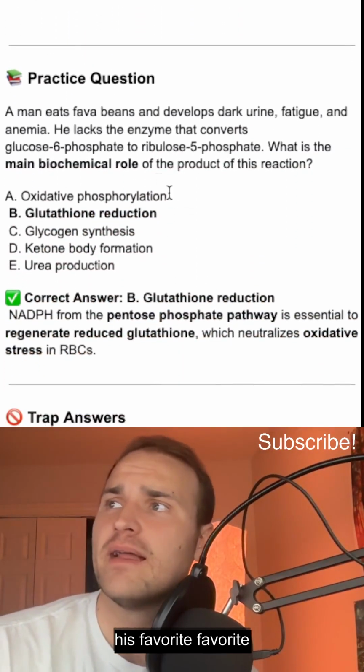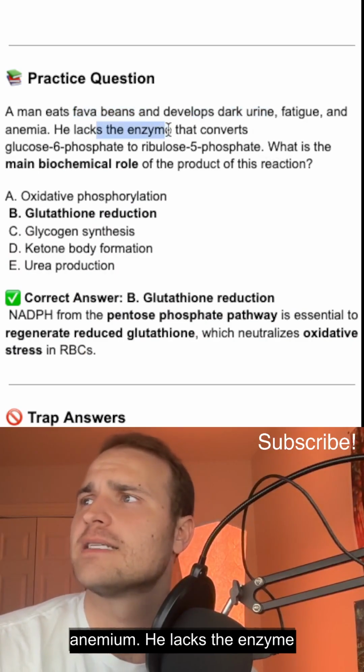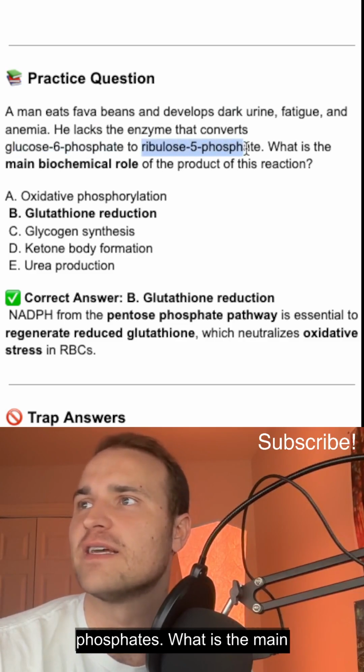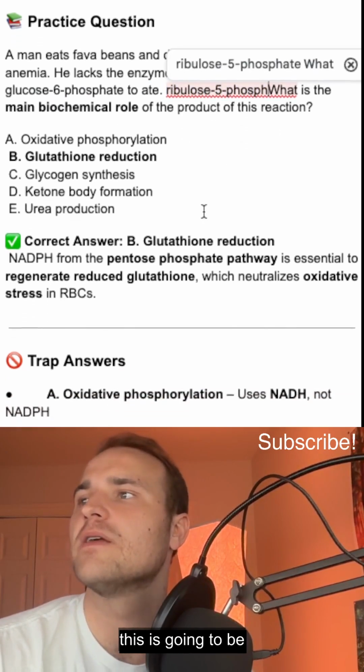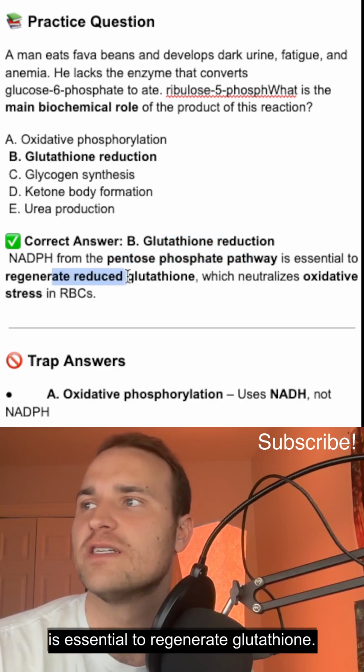So we got a man eating his favorite fava beans, delicious, dark urine, and anemia. He lacks the enzyme that converts glucose 6-phosphate to ribulose 5-phosphate. What is the main biochemical role in the production of that reaction? Okay, so this is going to be your glutathione reaction. So NADPH from the PPP is essential to regenerate glutathione.